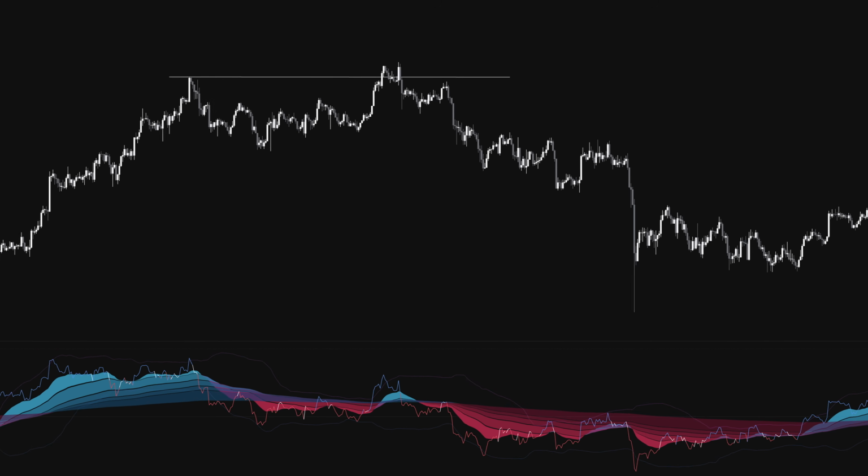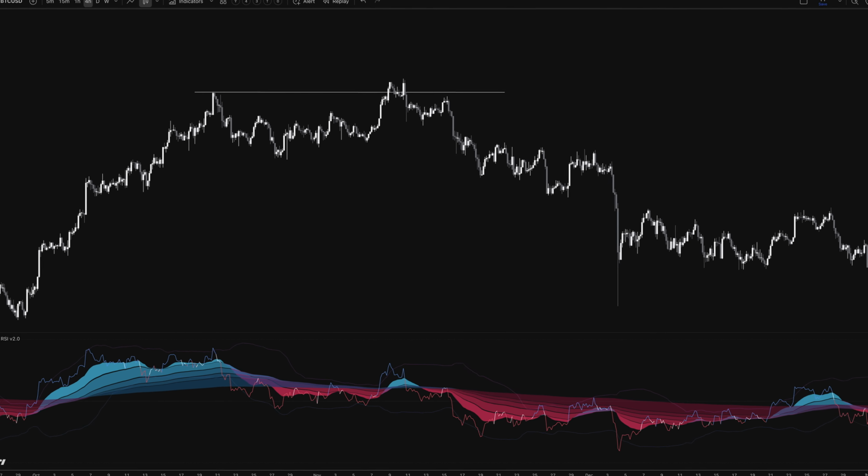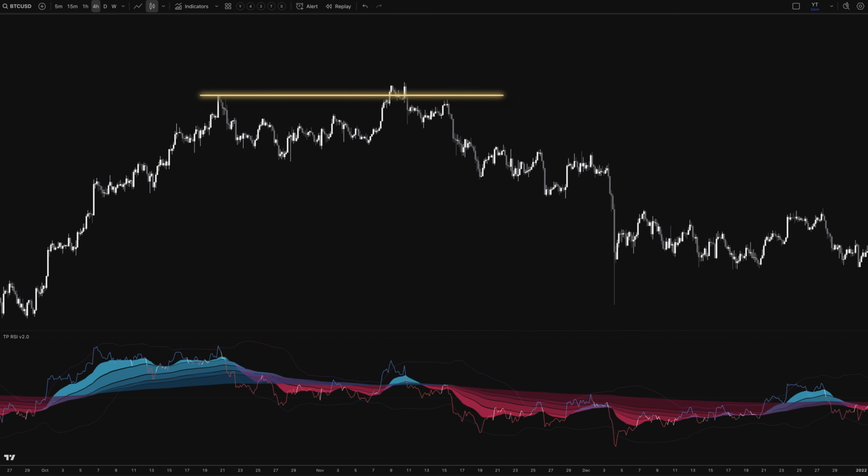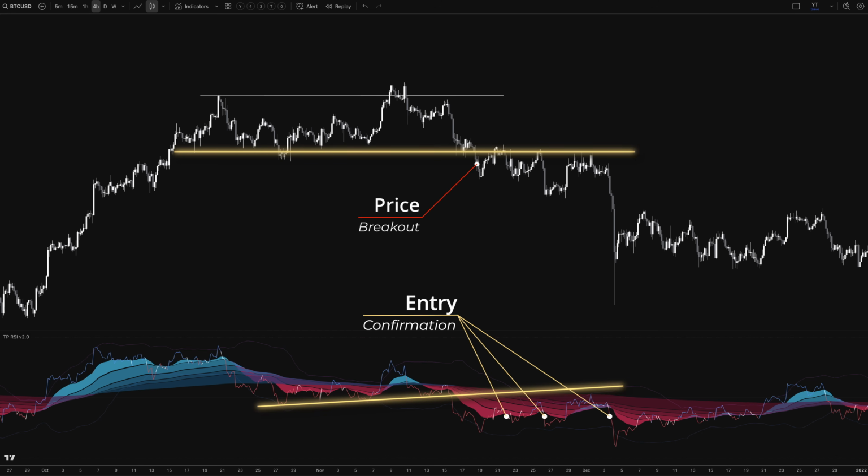Now here's a breakout that didn't work, and TP RSI kept us out. Price broke above resistance and RSI initially confirmed, but it failed at the ribbon retest. Within a few candles, RSI was already back below the ribbon. No momentum confirmation, no entry. Price reversed hard. We stayed safe and could then look for entries in the opposite direction. This shows why waiting for proper confirmation matters.